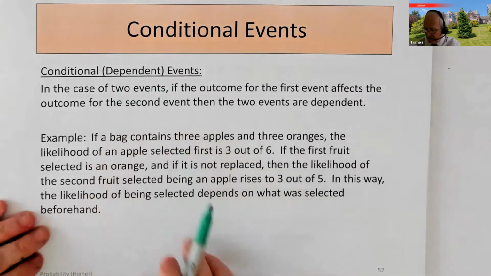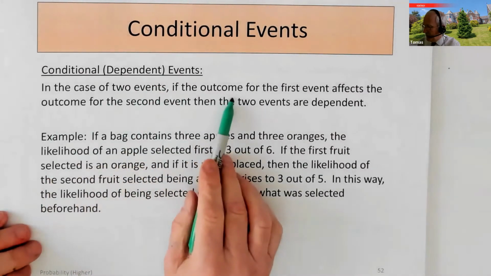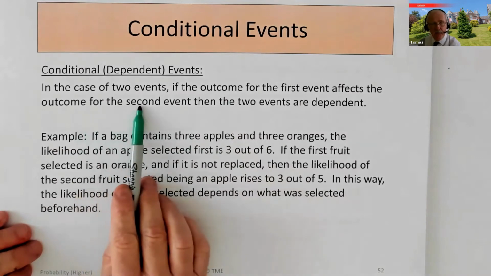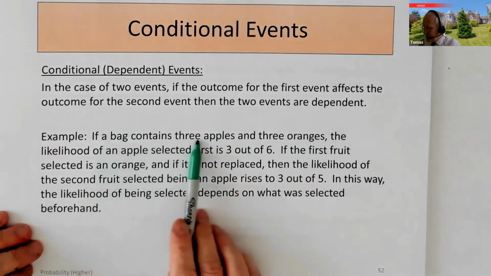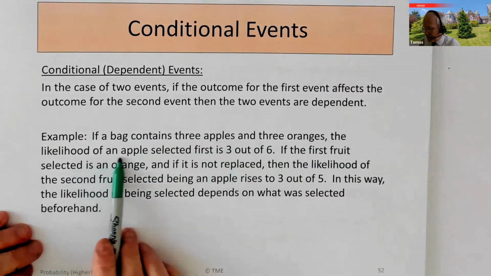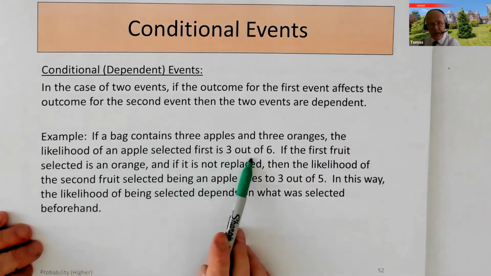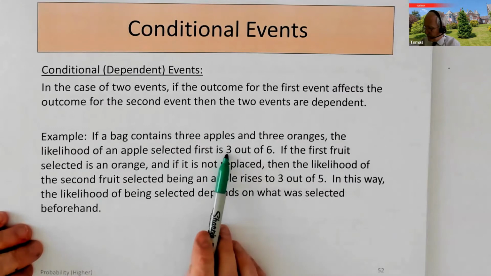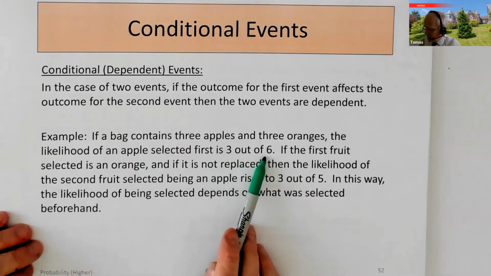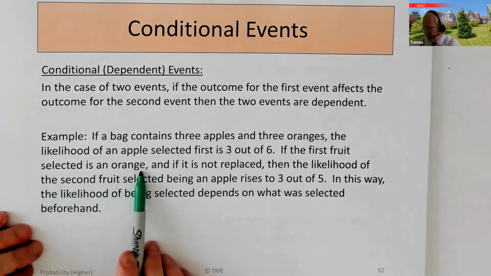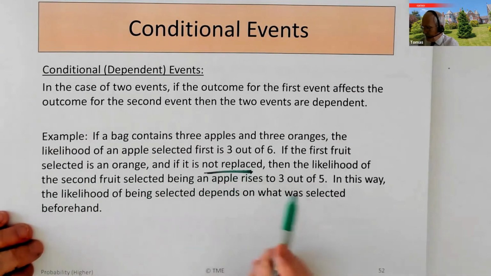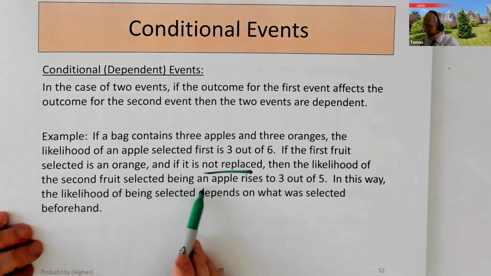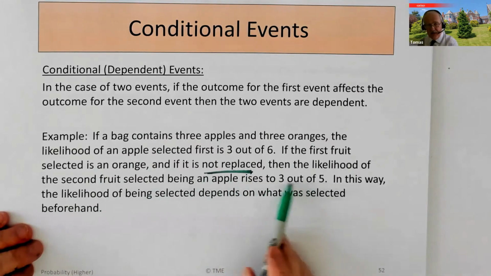Conditional, dependent events. In the case of two events, if the outcome for the first event affects the outcome, then they are dependent, not independent. If a bag contains 3 apples and 3 oranges, the likelihood of an apple being selected first is 3 out of 6. Okay, so there are 3 apples in there and 3 oranges. If the first fruit selected is an orange and is not replaced, then the likelihood of the second fruit being an apple rises to 3 out of 5.